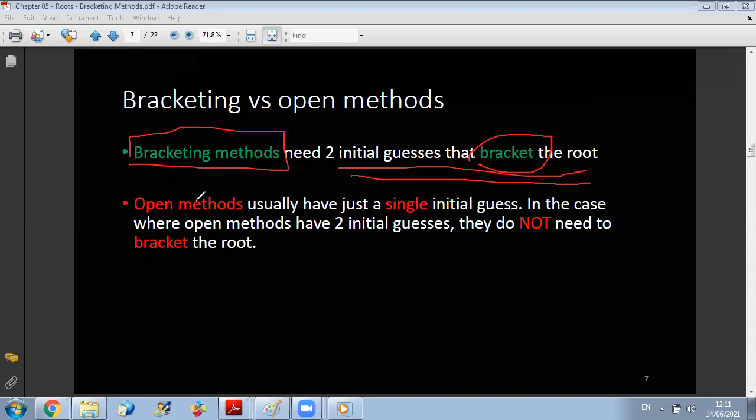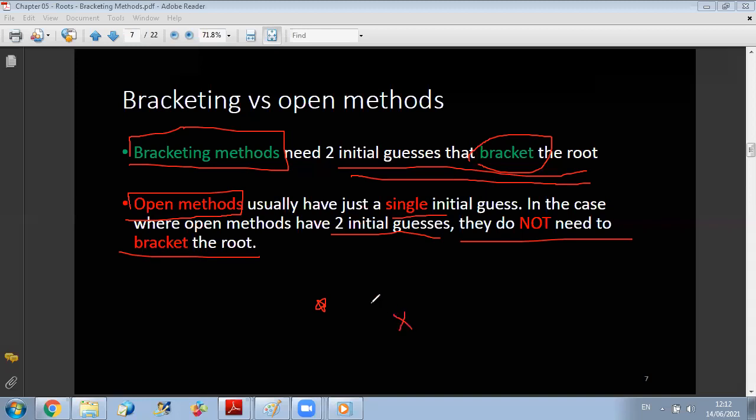Now, in the next chapter we will introduce open methods. For open methods, we can have just one single guess, or maybe we can start from two initial guesses, depending on the method. But the main difference with the bracketing method is that they do not need to bracket the root. So this is positive, because even if I don't know where the root is, I can start at any point, and using the corresponding method, I can reach my root. While for the bracketing method, no.